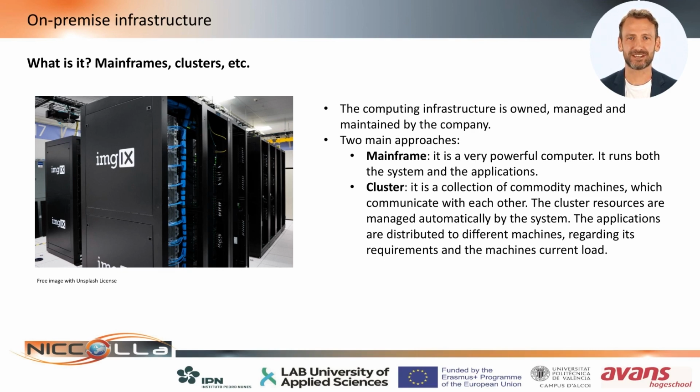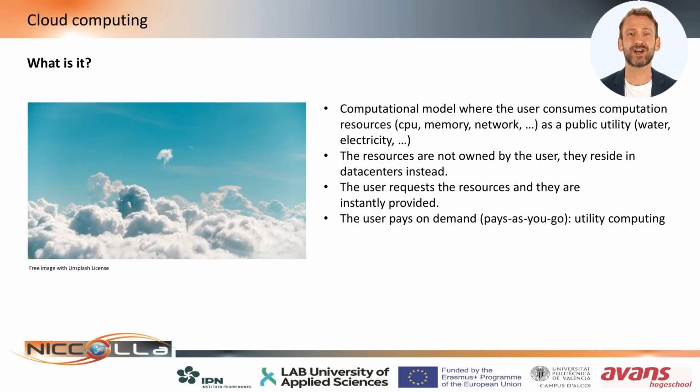To make adequate decisions, the resource allocator typically analyzes the resource requirements of the application and the current load of the available resources. It then plans for an optimal assignment. If a machine fails in a cluster, it is automatically detected and removed from the active machines. Machines may be easily added and removed as required. Maintaining an on-premise infrastructure is not an easy task.